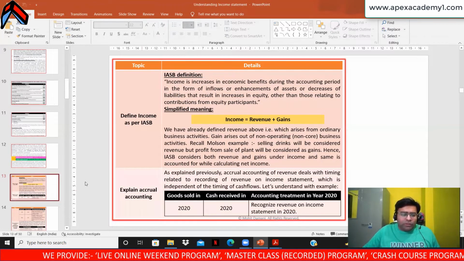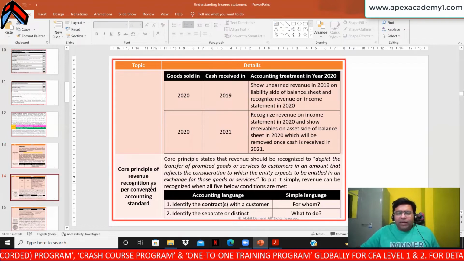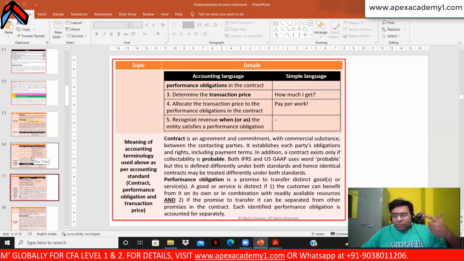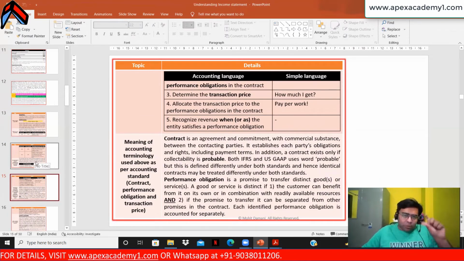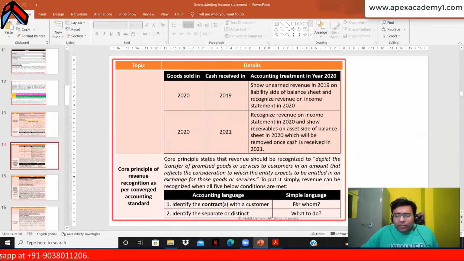Okay, accrual concept, we all know what the accrual concept is. The core principle of recognizing revenue is in the converged standard. I said that convergence of standards has occurred, that's why this particular reading has changed, because there is an accounting standard change. Okay, what are the 5 normal things that you should see?